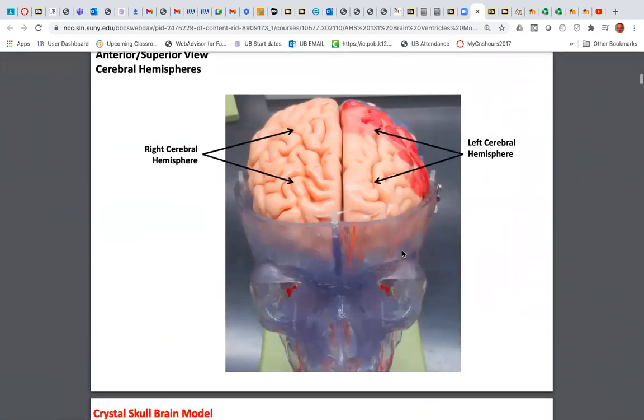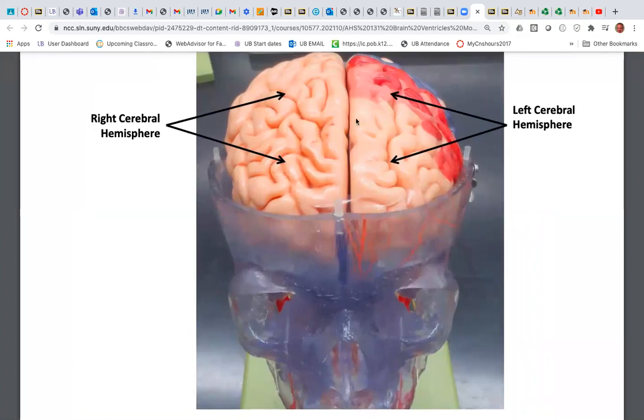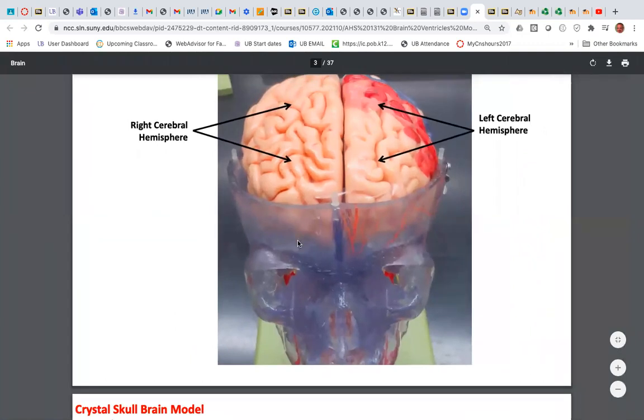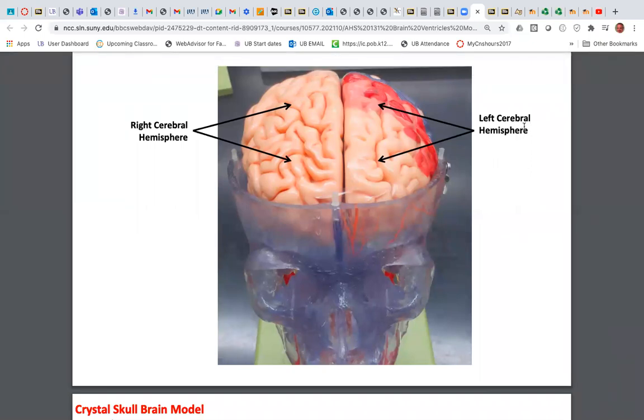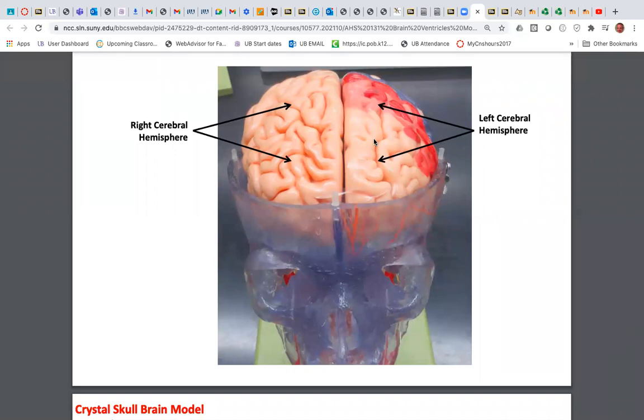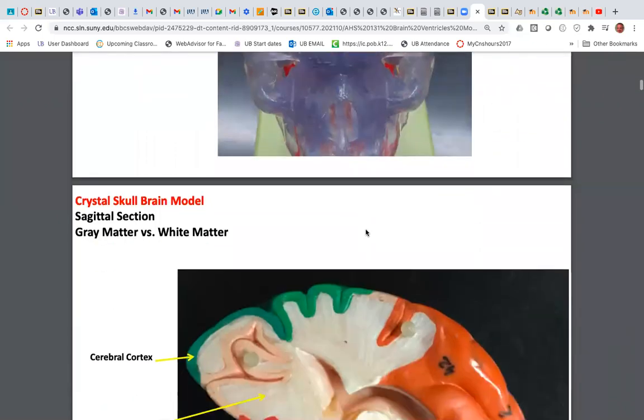When we look at the brain from this perspective, we do have two hemispheres. There's a left cerebral hemisphere and a right cerebral hemisphere. And remember, we're looking at this in anatomical position. So this is their right side, this is the person's left, and it's cerebral, not cerebellar. They're different. Cerebral refers to the cerebrum. Cerebellar refers to the cerebellum. Different parts of the brain.